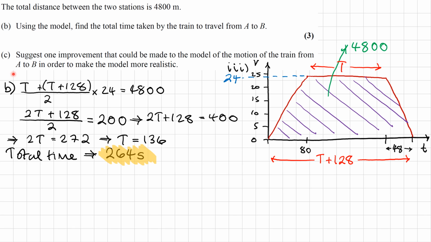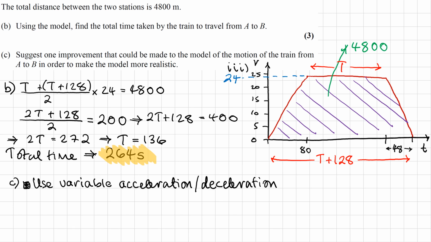Part C suggests one improvement that could be made to the model of the motion of the train from A to B in order to make the model more realistic. So I've got two suggestions here. One is that we could use variable acceleration or deceleration, or both, rather than a constant acceleration or deceleration. That'll make it more realistic. That would actually mean that these wouldn't be straight lines anymore, they would be curved.